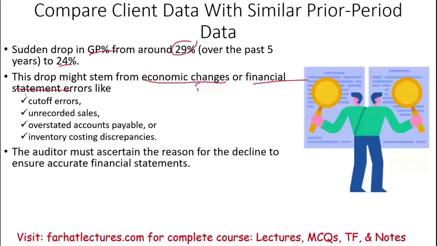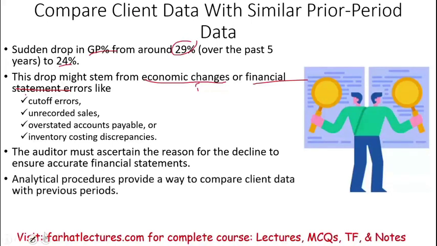So the auditor must ascertain the reason for the decline to ensure accurate financial statements. Again, here's where the analytical procedures provide a way to compare the client data with the previous period. And I told you this when I discussed the first analytical procedures. I know I'm going to say believe me, but believe me, okay? I hate to say the words believe me.